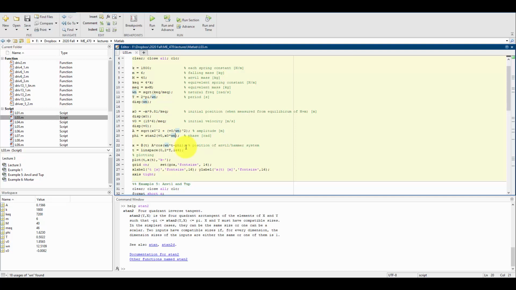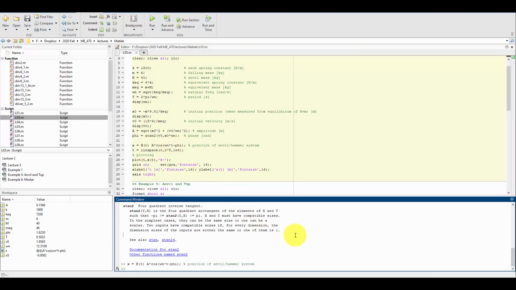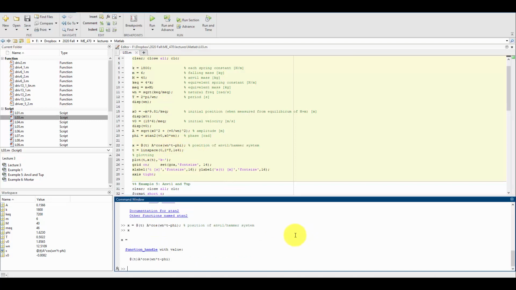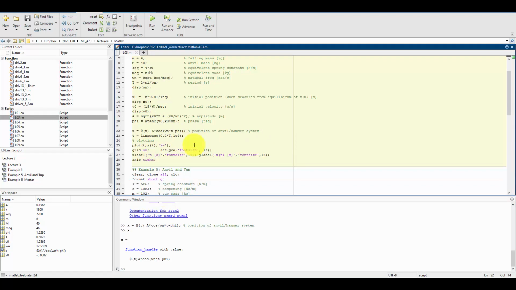All right, so in line 22, this is where I am defining my function. This is coming from that identify step and the assembly step, now that I know my A, my phi, and my natural frequency. So now I have x, and I made it here as an inline function just so I can use it a little bit easier in the next step.